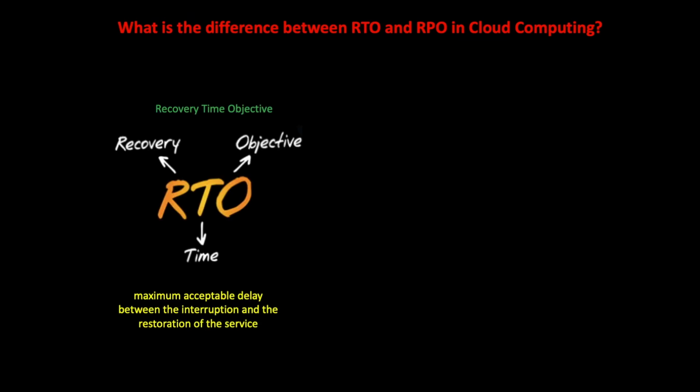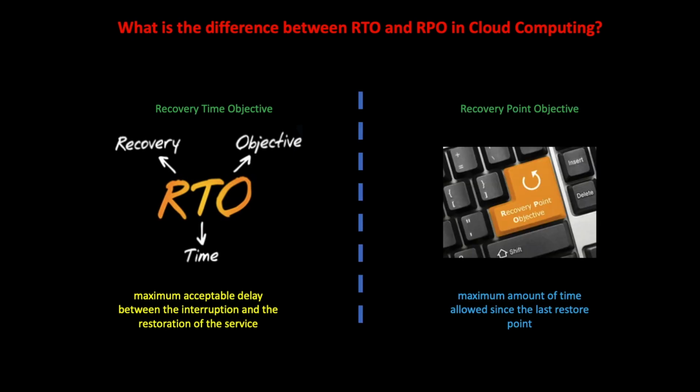What is the difference between RTO and RPO in cloud computing? The recovery time objective is defined by the organization. RTO is the maximum acceptable delay between the interruption and the restoration of the service. The recovery point objective, on the other hand, is the maximum amount of time allowed since the last restore point. This defines what is considered acceptable data loss between the last restore point and the service interruption.